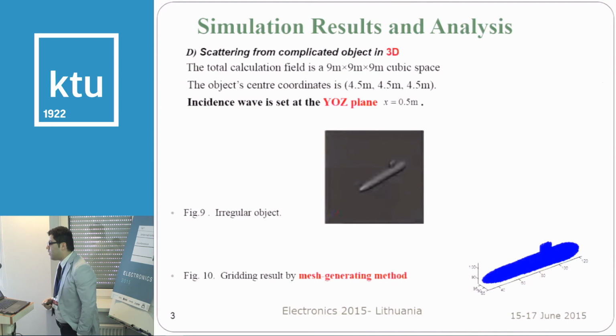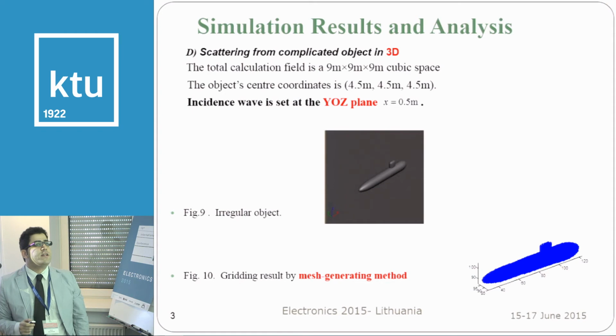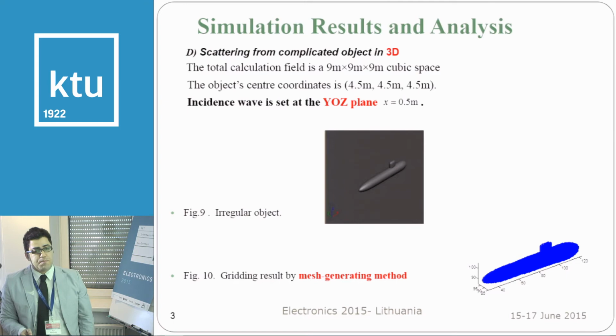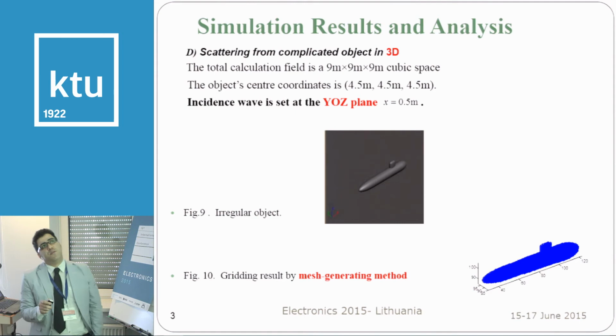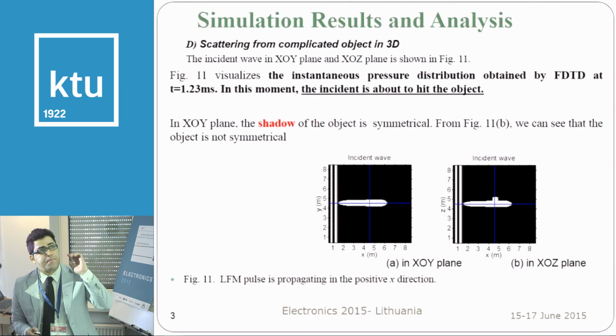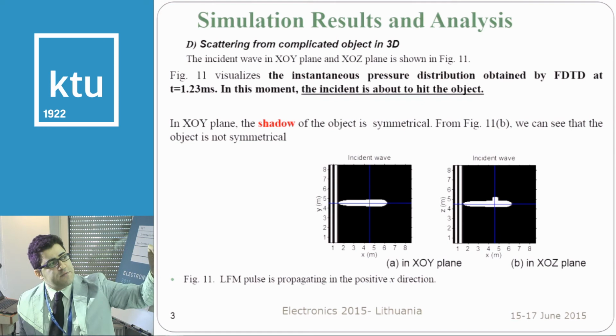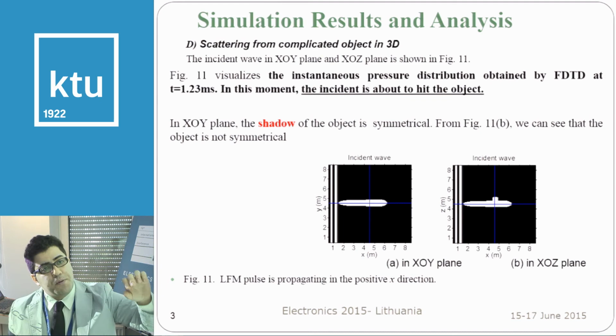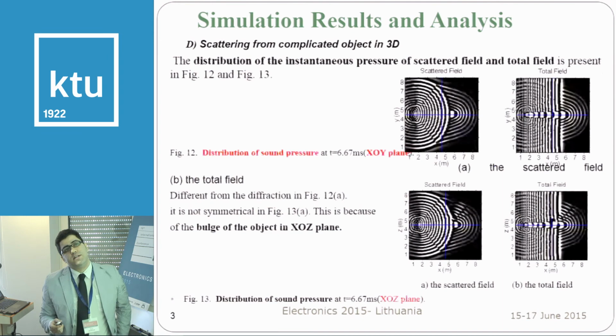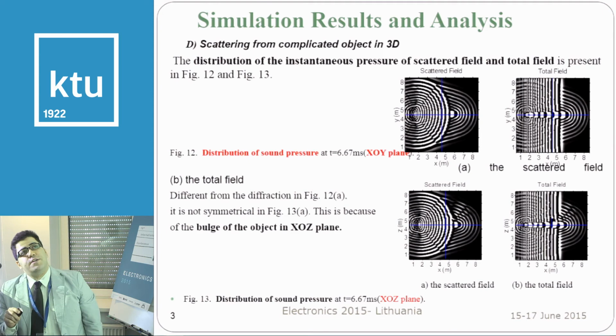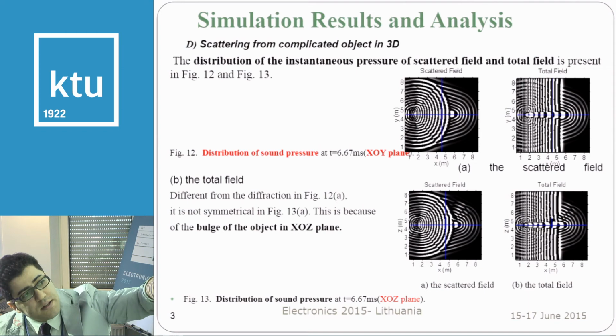For a complex object, which is a 3D object, this is the irregular or complex object that we have, and we try to convert it using the mesh generation method that we already discussed. The incident wave is in the XY plane. If we consider the results in XY and XZ, you see that the object we considered in the previous slide is symmetric here. The shadow is symmetric in XY, but it's not symmetric in XZ. Also, in another analysis, when we consider the distribution of sound pressure, the blurred area that we cannot see in XY appears when we consider the XZ plane.